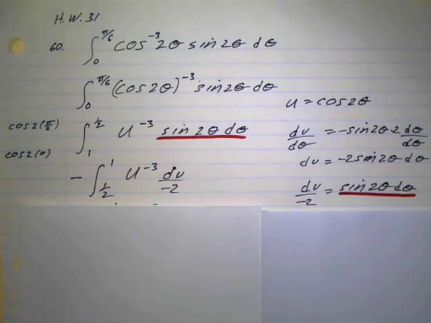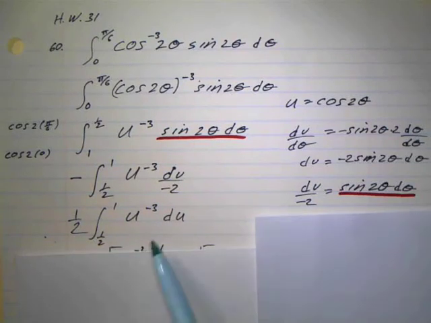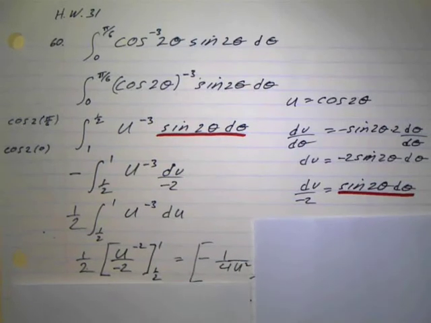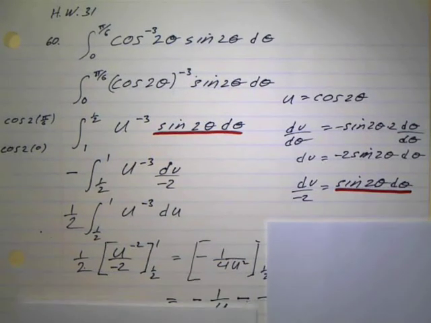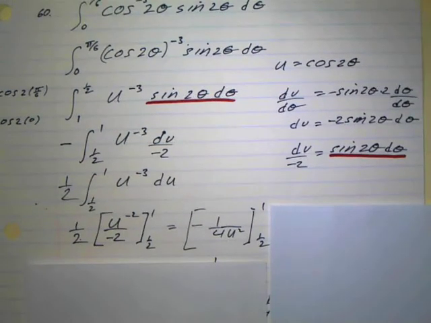And then I'll move the negative 1/2 outside. And that times the negative is a positive 1/2. And I'm all set, ready to integrate. So I add 1 to negative 3, I get negative 2. So 1/2 u to the negative 2 over negative 2, evaluated from 1/2 to 1. And then that just becomes this. I can put the minus sign in front. 2 times 2 is 4. I can bring the u to the bottom. And this is what I want, so I get a nice easy fraction to evaluate.